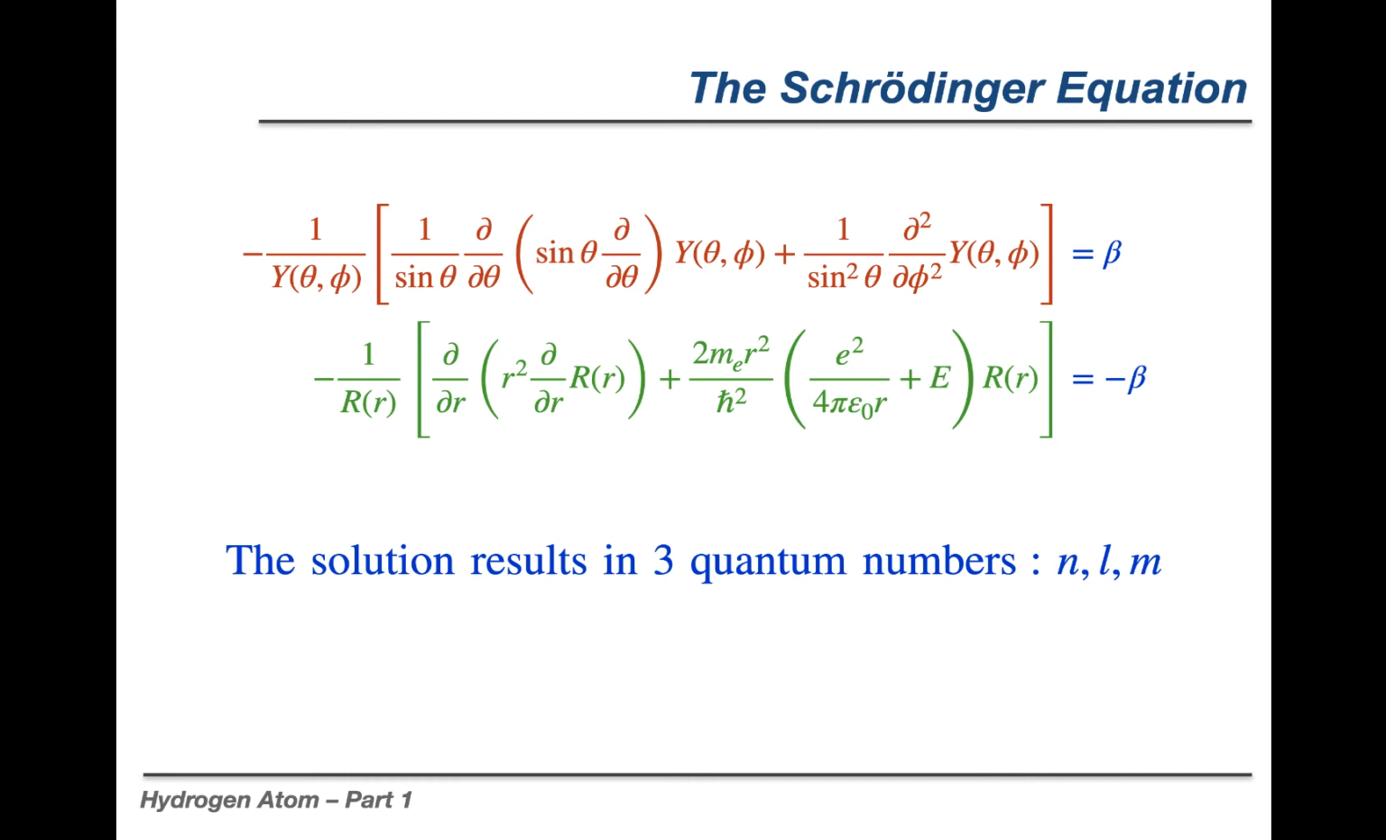As we'll show in the next set of videos, solving these sets of equations results in three different quantum numbers, which are usually denoted by the letters n, l, and m.